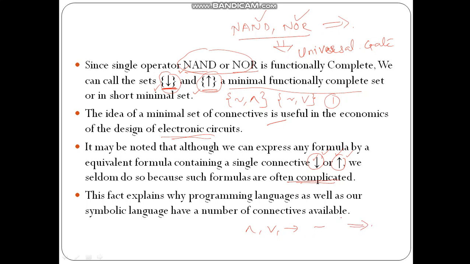In fact, this fact explains why programming languages, as well as our symbolic languages, have a number of connectives available. Why are so many connectives available in our programming languages? Because if you use a limited number of connectives, representing any formula will become very complicated.